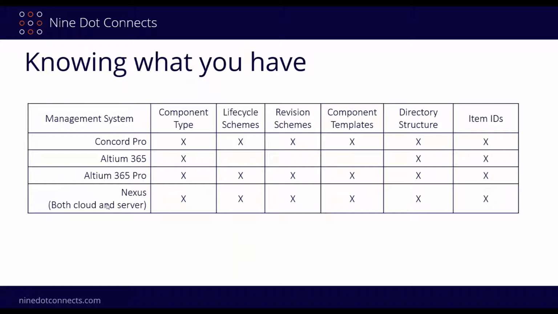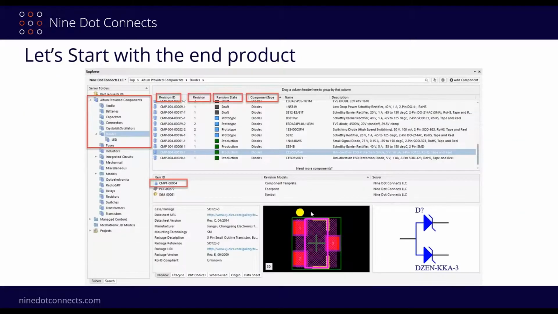In fact, we know of a customer already who is making use of this. And the reason I bring this up is because for Altium 365, if you have not paid for the Pro version of it, what you're going to see today, you will not have access to lifecycle schemes, revision schemes, or component templates. But the rest of the things you'll see here today, you will definitely have access to, and you may still want to stick around because these, especially directory structure and item IDs, play a really important role in all of this. So that's what we've got here.